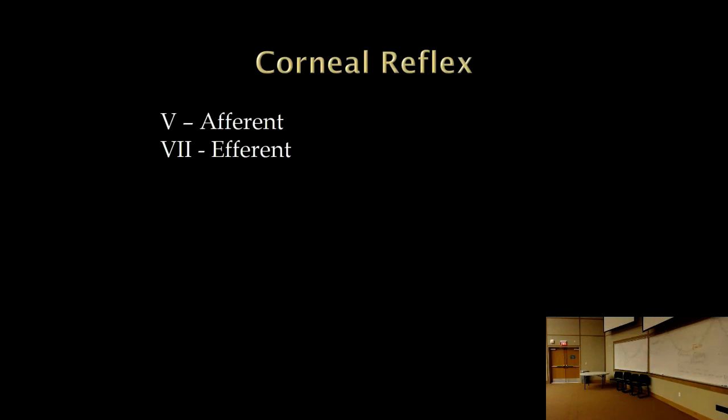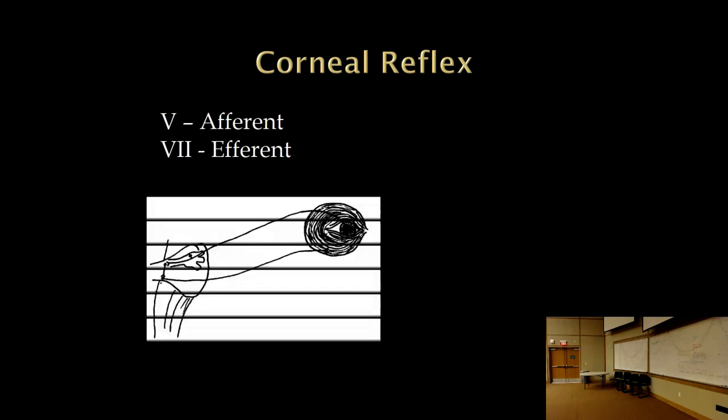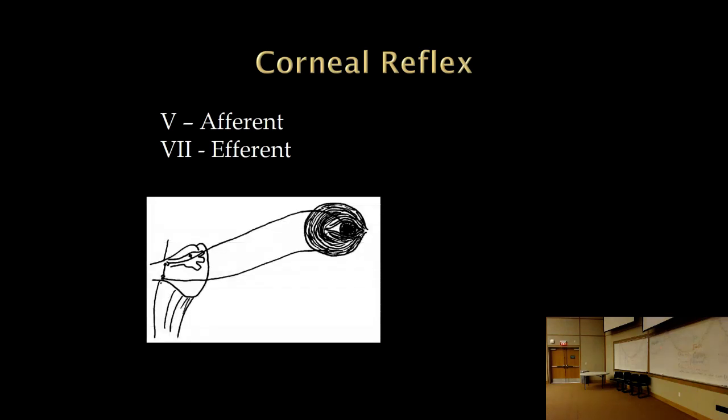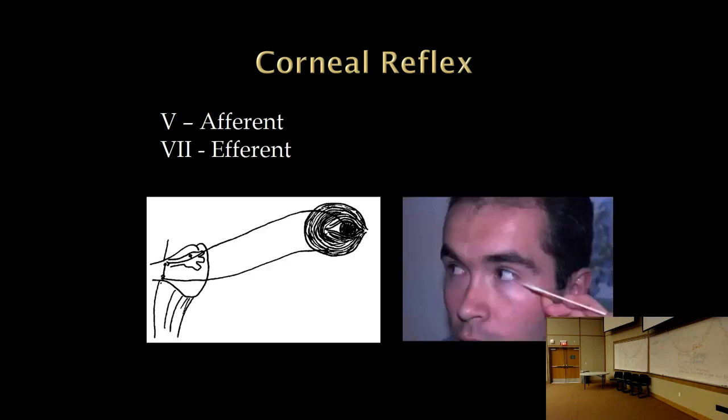A reflex we can do to assess the trigeminal nerve is the corneal reflex. But just like the pupillary light reflex, this involves two cranial nerves, 5 and 7. The 5 is afferent. Here's the cornea. Remember, that's the V1 branch of the trigeminal nerve. We'll usually have a patient look off to one side, take a wisp of cotton and lightly touch the cornea, and that information goes in. Here's the trigeminal nerve, and this upper portion is the V1 branch.